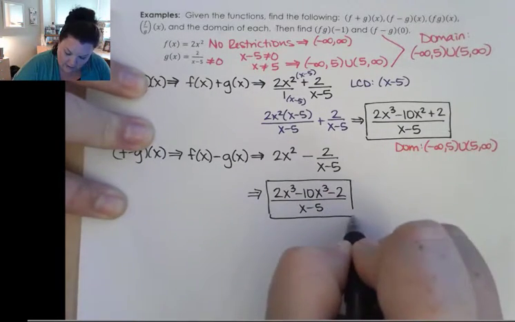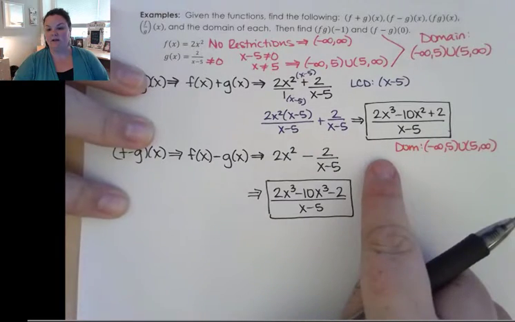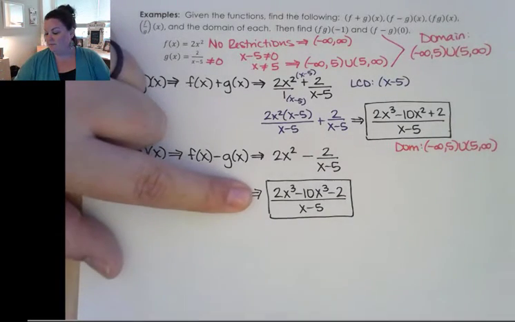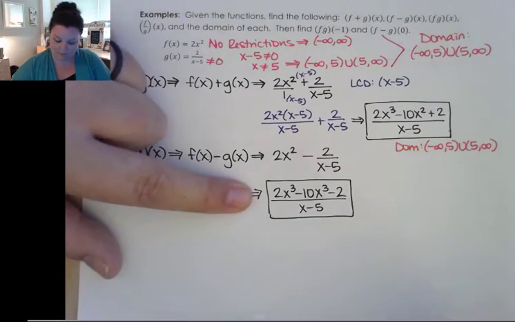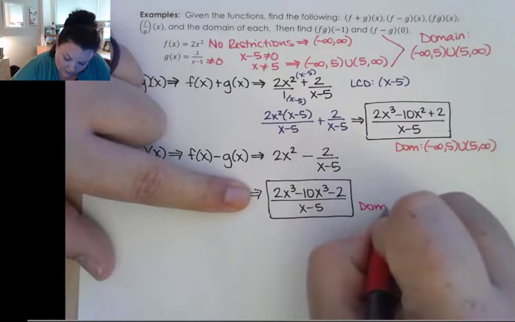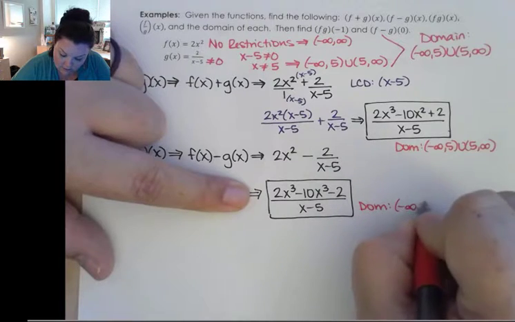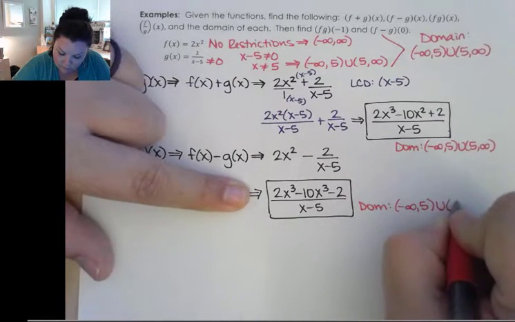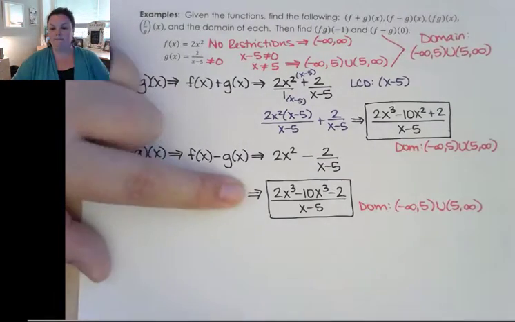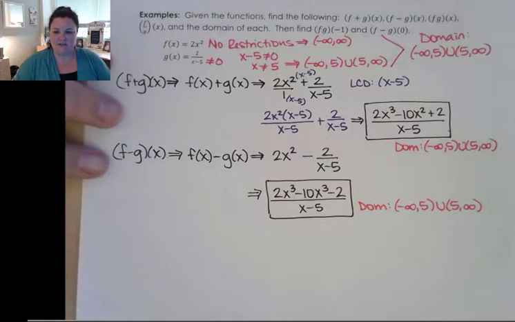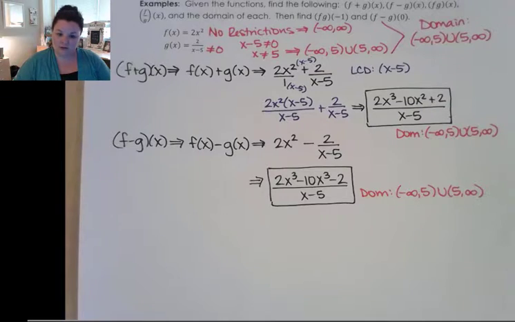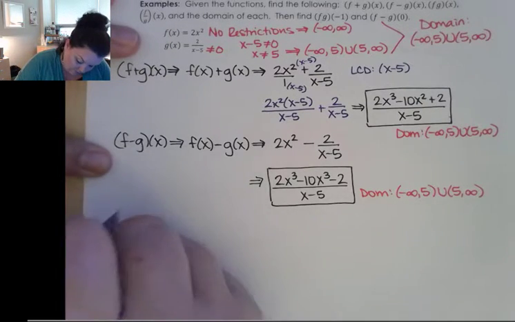Okay, and notice, just like our last one, we did not incur any new restrictions, right? The same denominator restriction we had before, so we can go ahead and use the same domain that we came up with originally. Okay, all right, so we found 2 of our functions. Now let's go ahead and figure out our product function and our quotient function.